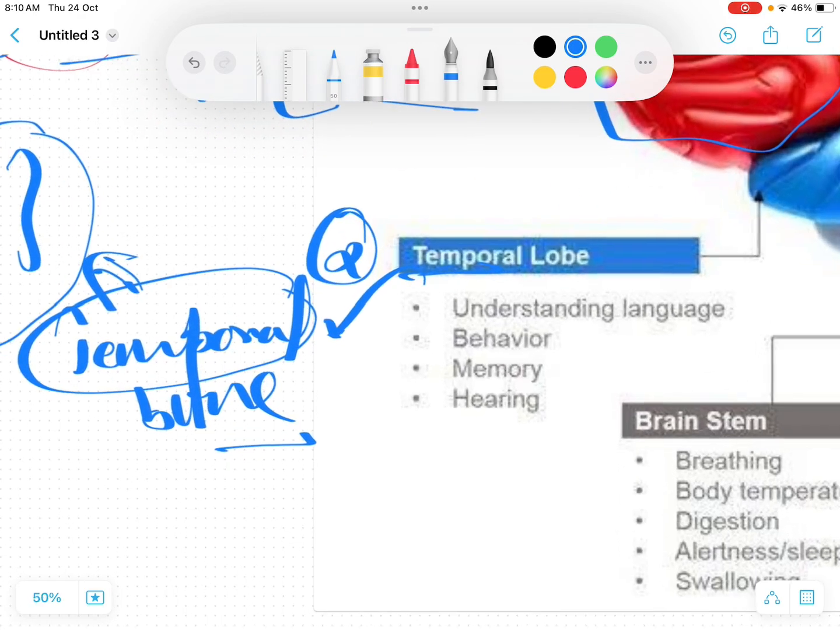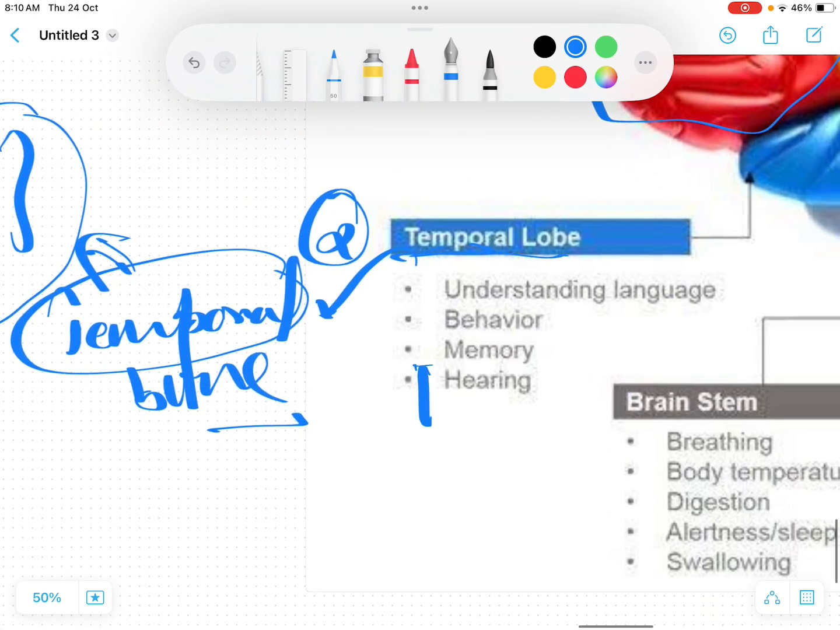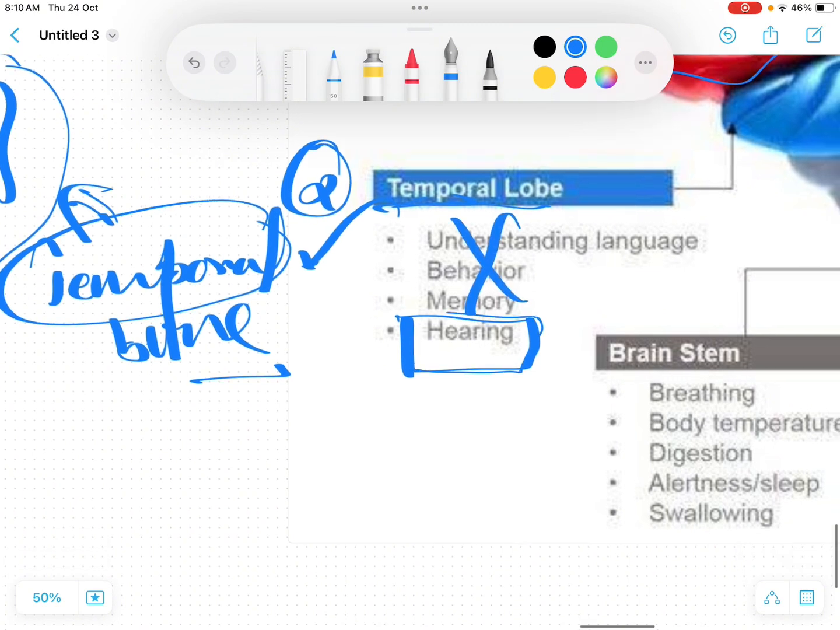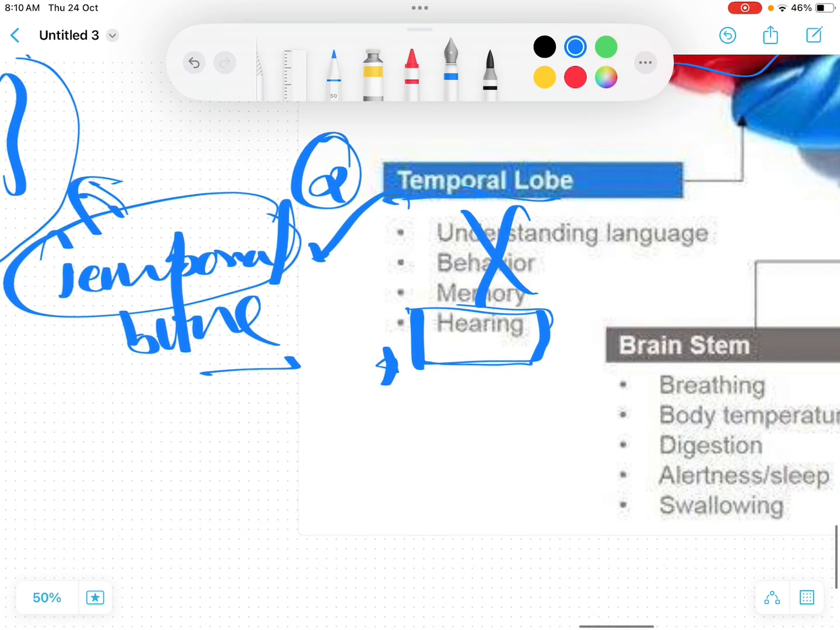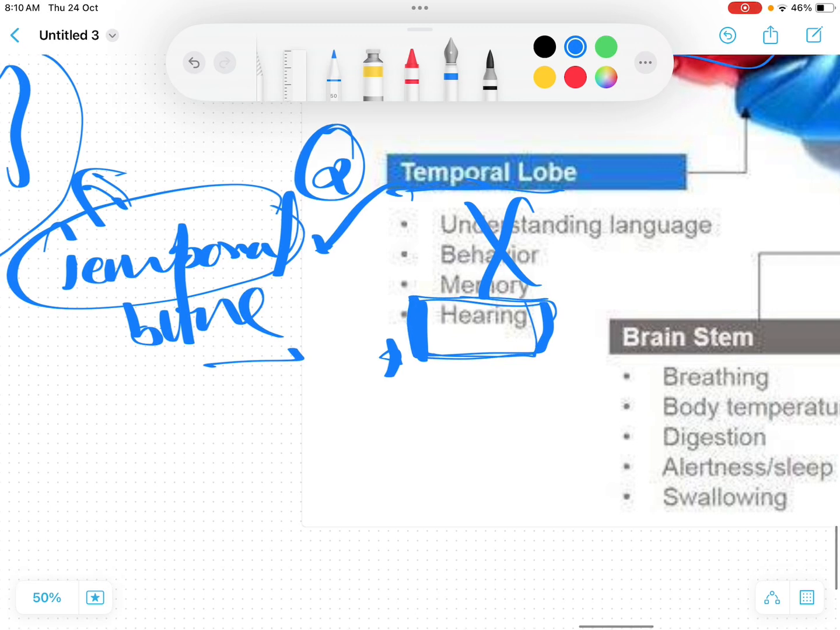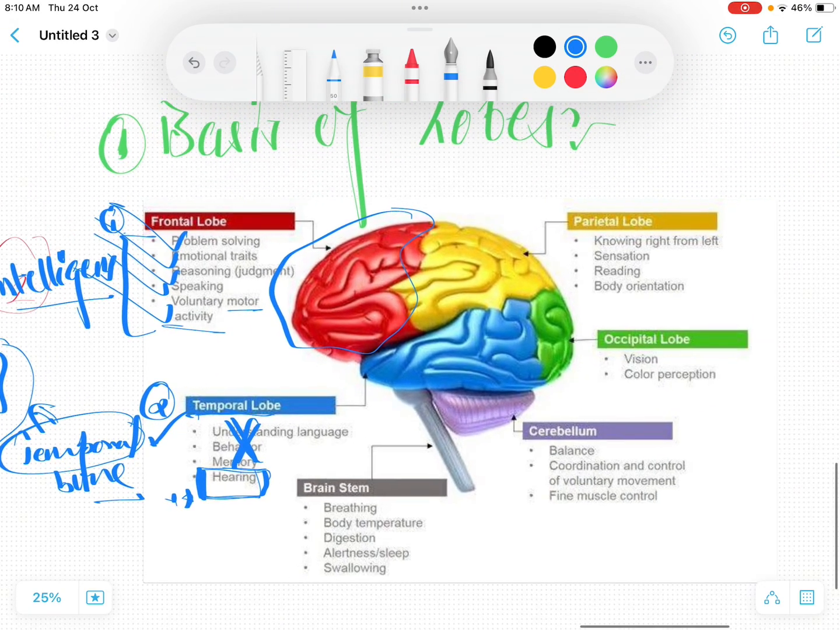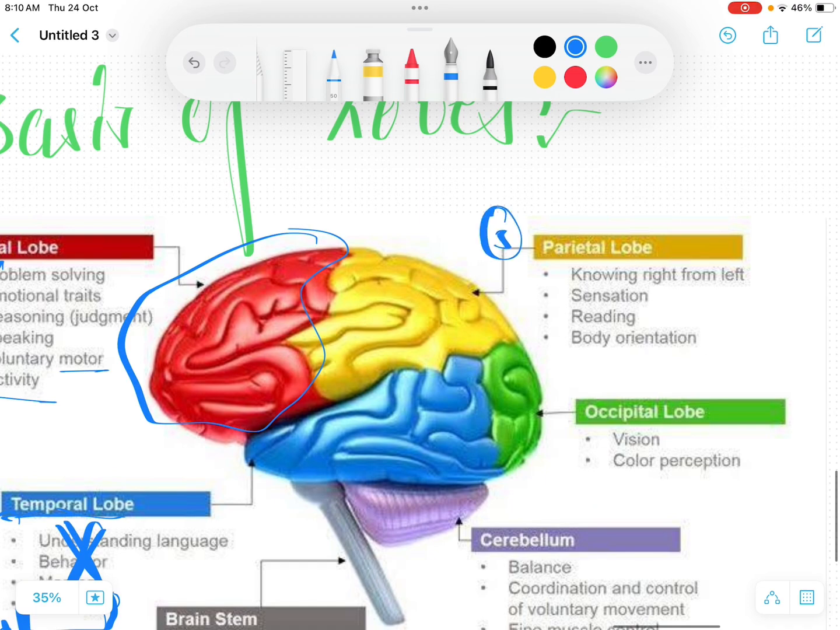What you need to remember about the temporal lobe is that there are also functions like understanding language, but we don't consider those. What is actually important is hearing. If the question is framed, it comes from hearing. If it asks what the function of the temporal lobe is, you should only remember hearing. Don't remember the other things, they will just divert you.